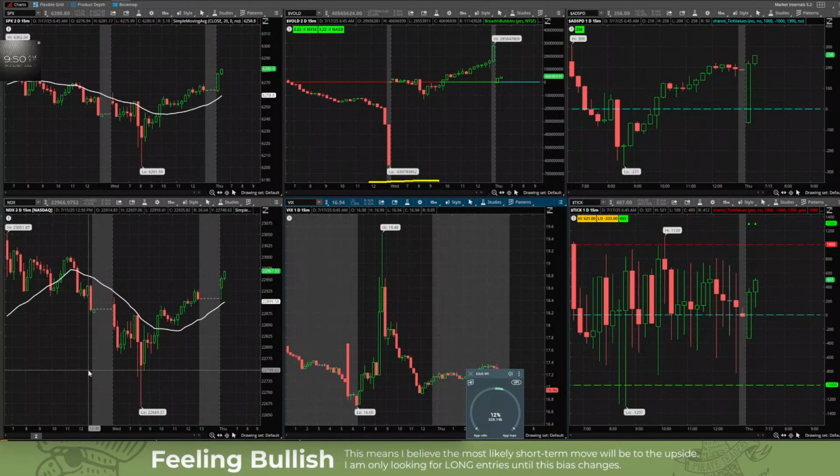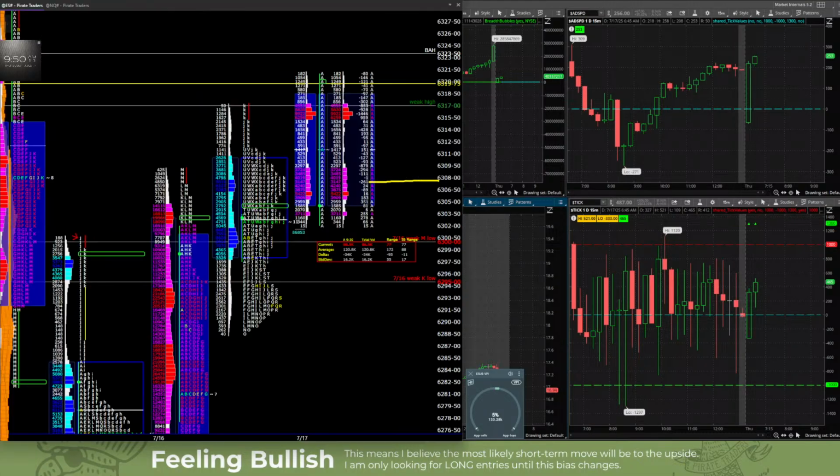A lot of times people that are new to my channel misconstrue me putting up a green banner as meaning you go long right this minute. No. The green banner means I can go long. I then need a dip into a potential support level to actually enter a trade. So I'm not saying buy the high. I'm saying buy the dip.